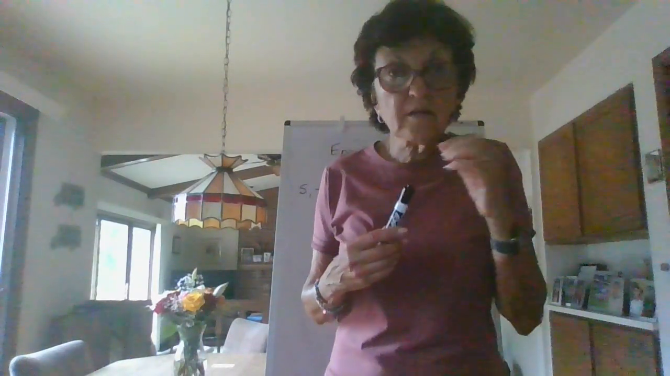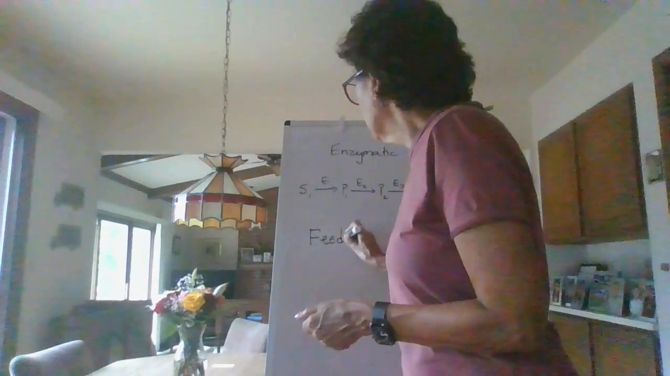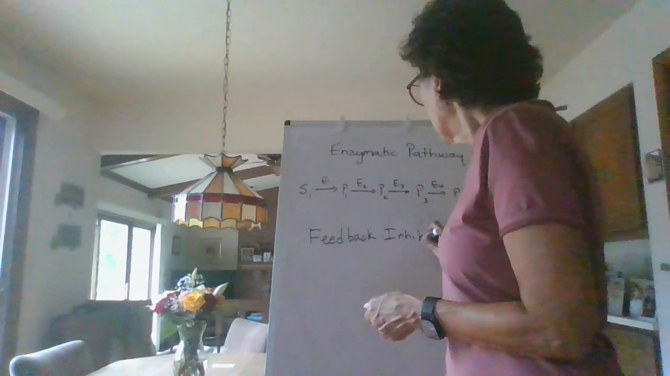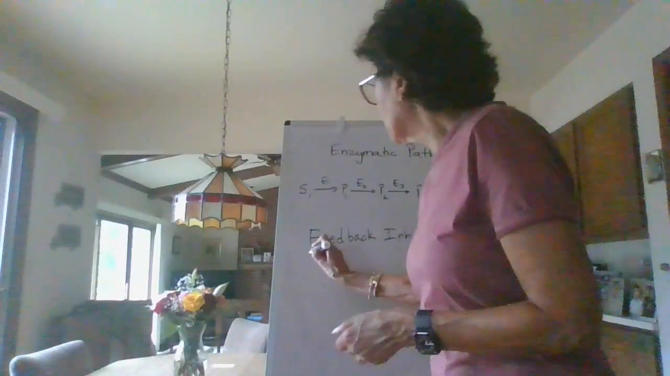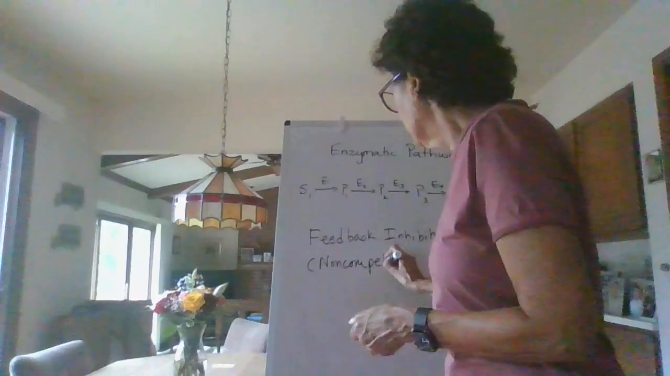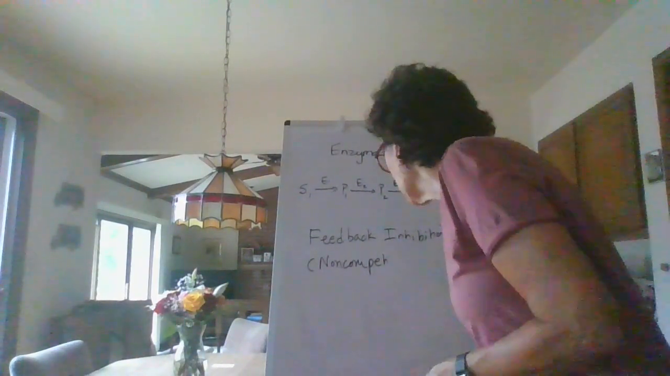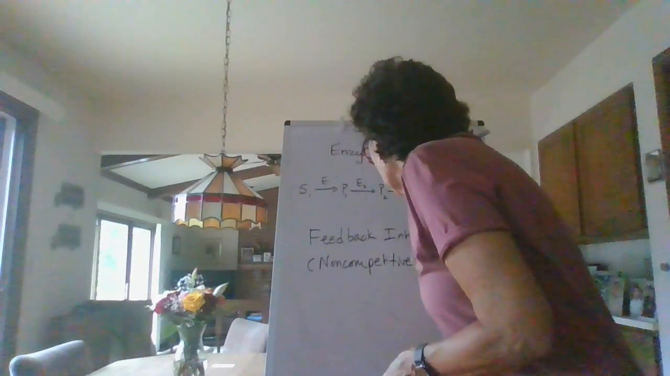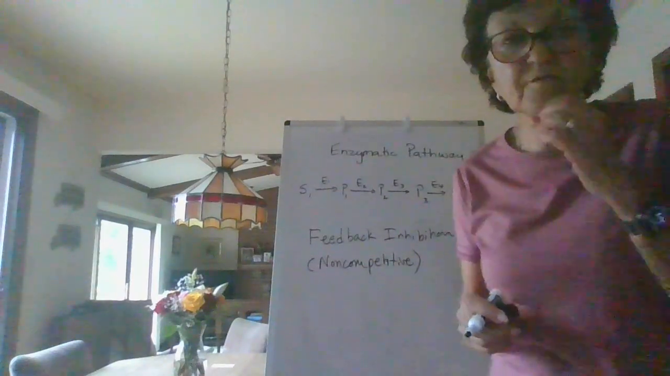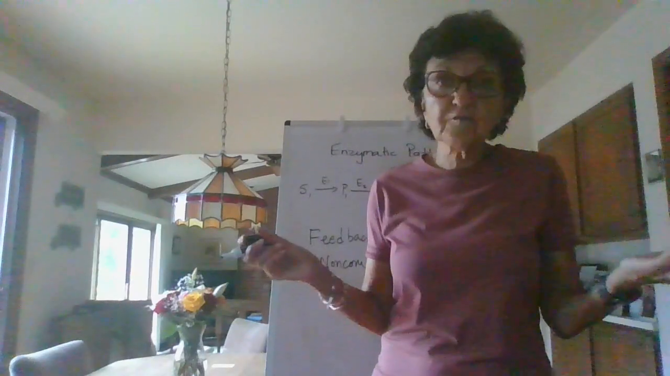There's a type of inhibition called feedback inhibition. Feedback inhibition is a type of non-competitive inhibition. And this is the way your body regulates a whole bunch of pathways.